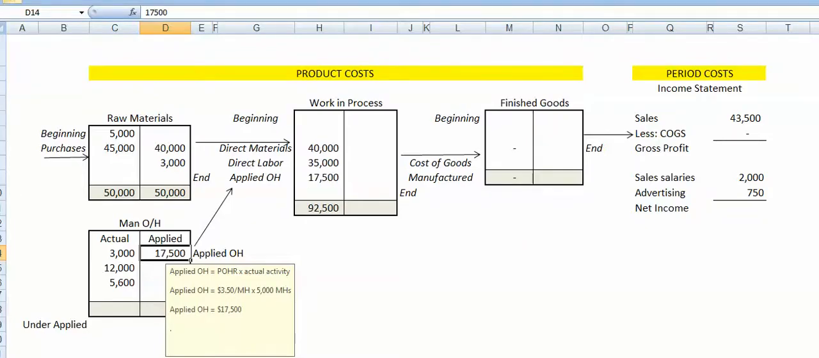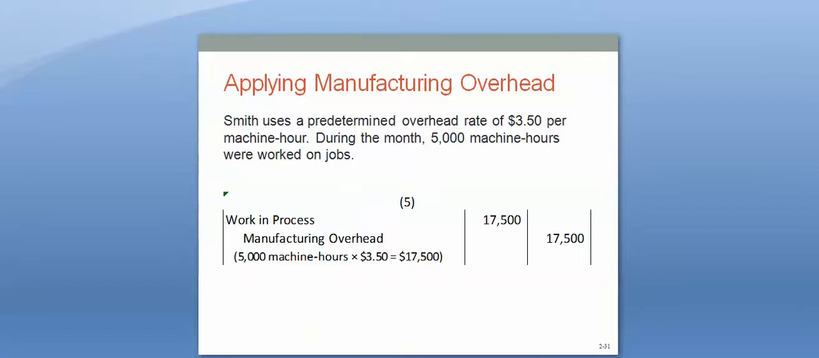So on our flow chart, we multiply our 5,000 manufacturing hours, machine hours, by our $3.50 predetermined overhead rate, and we get applied overhead of $17,500, and that will be a credit to manufacturing overhead and a debit to work in process. And in terms of the journal entry, again, it would just simply be the debit to work in process and a credit to manufacturing overhead.